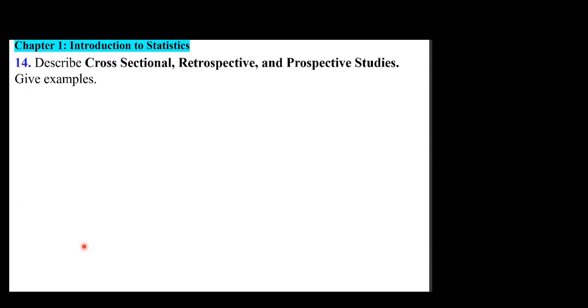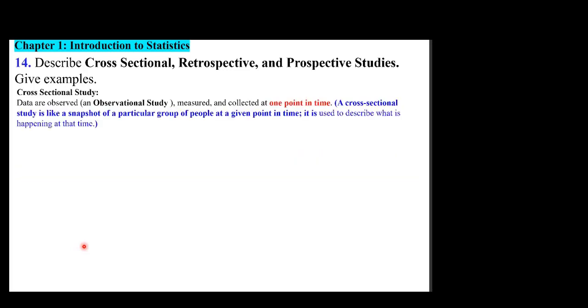Describe cross-sectional, retrospective, and prospective studies. Give examples. Cross-sectional study: data are observed, measured, and collected at one point in time. A cross-sectional study is like a snapshot of a particular group of people at a given point in time. It is used to describe what is happening at that time.